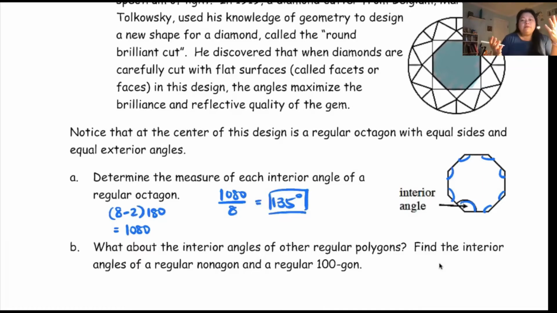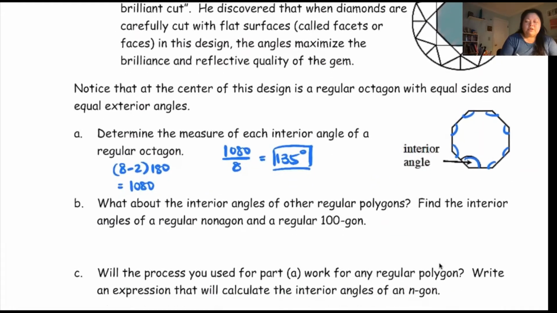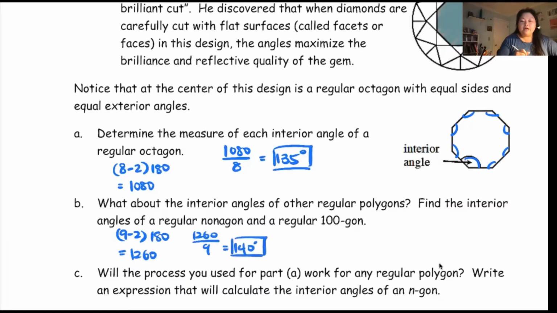Okay? So what about interior angles of other regular polygons? Find the interior angle of a regular nonagon and then find it for a regular 100-gon. What we do is use that same formula of n minus 2 times 180 to get the sum of all of them, then divide by how many there are, right? So for a nonagon, that's 9-sided. So we go 9 minus 2 times 180. That will be 7 times 180. That gives me a sum of 1260. Then I take 1260 and divide by 9. And I get 140. So each angle of a regular nonagon is 140 degrees.